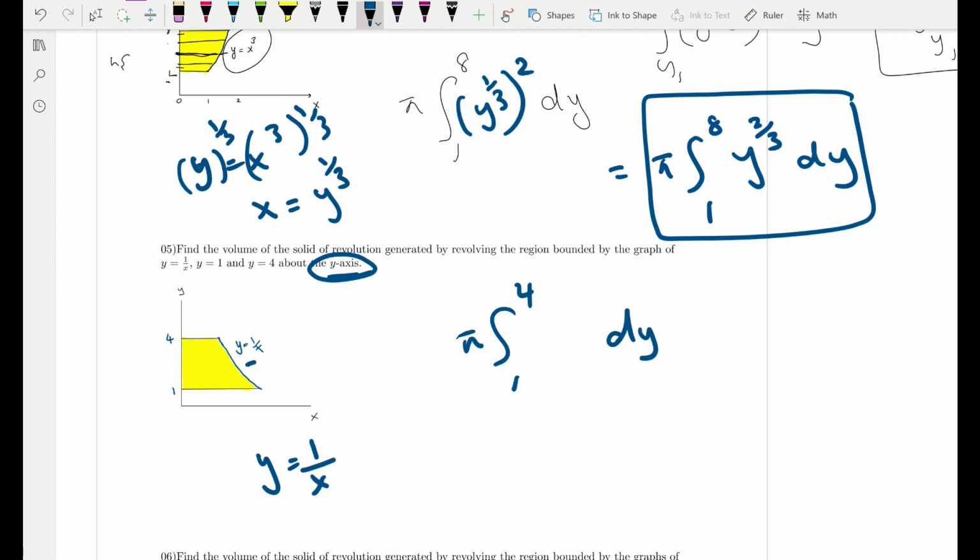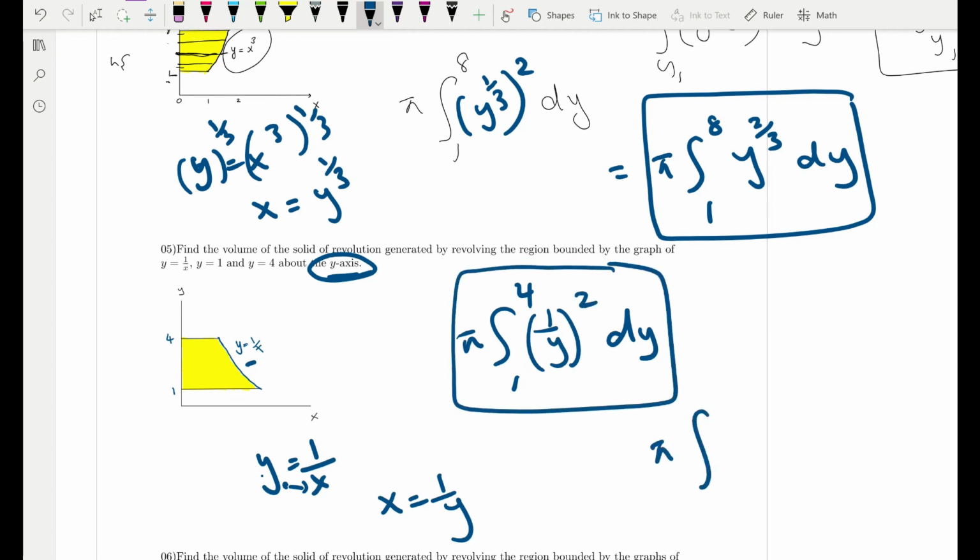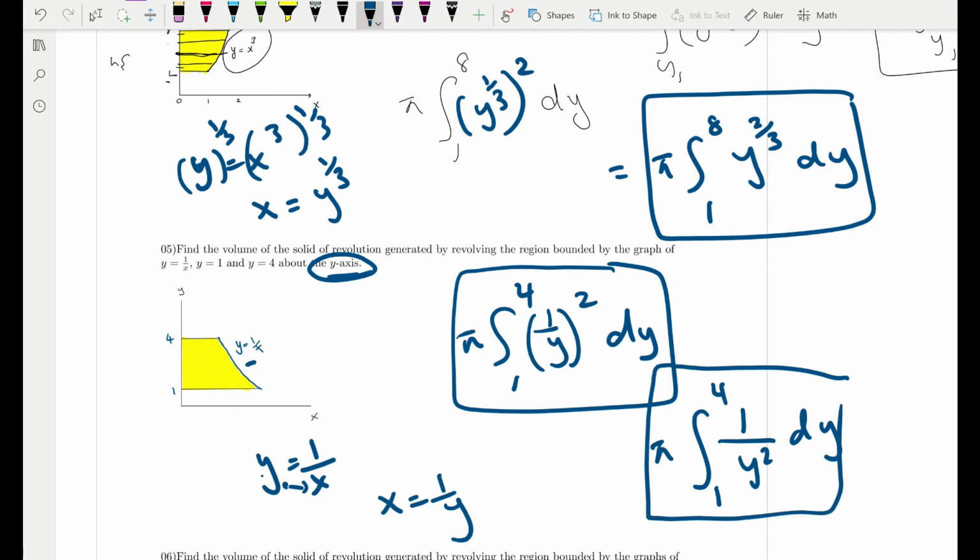Make x the subject. So cross multiplication: take x to the left by multiplication, take y to the right by division. x is equal to 1 over y. So that's the function, that's the radius. So (1 over y) squared, that's the integral. I can simplify this: pi, integral from 1 to 4, of 1 over y squared, and solve this integral and it will give you the volume. I'm not going to solve this integral. As I said, we are just setting up the integrals. That's what we are learning in this video series.